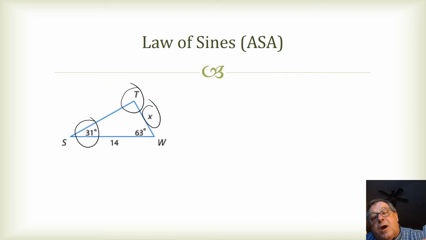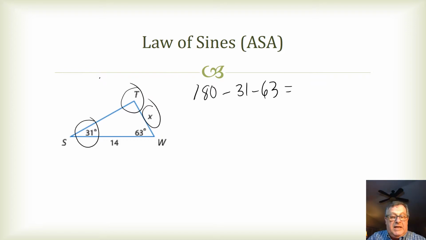Every triangle is going to have 180 degrees. And if I know two of the angle measures, and we do, 31 and 63, that's going to equal the measure of angle T. So let's go through that: 180 minus 31 minus 63. That means the measure of angle T is, in fact, 86.